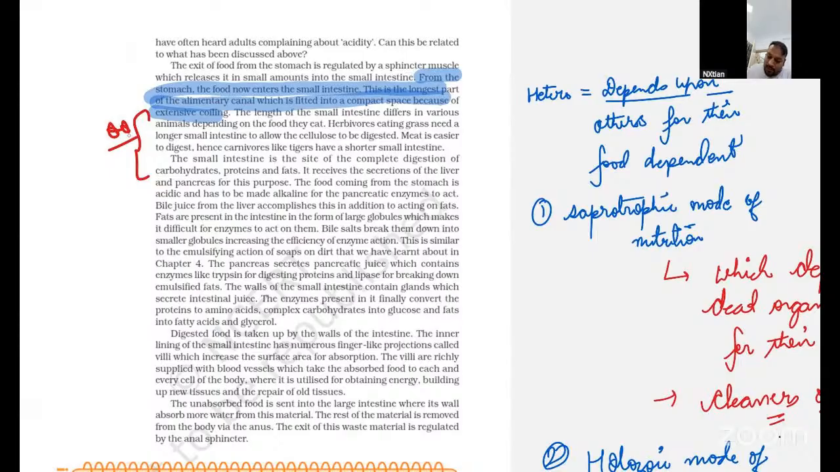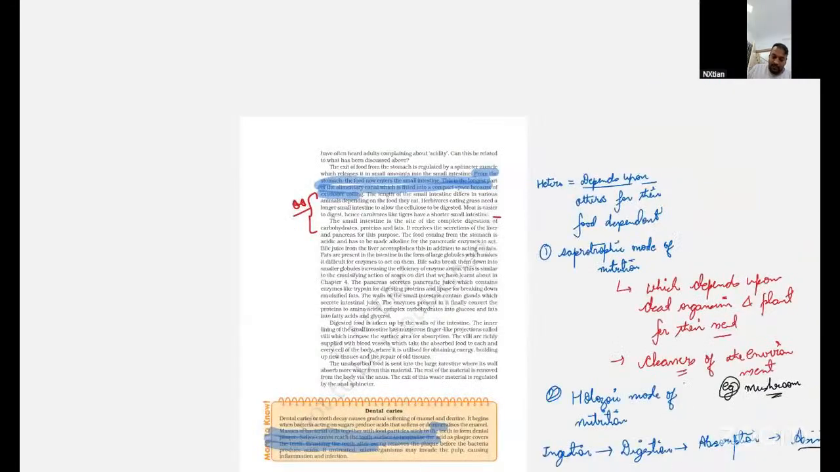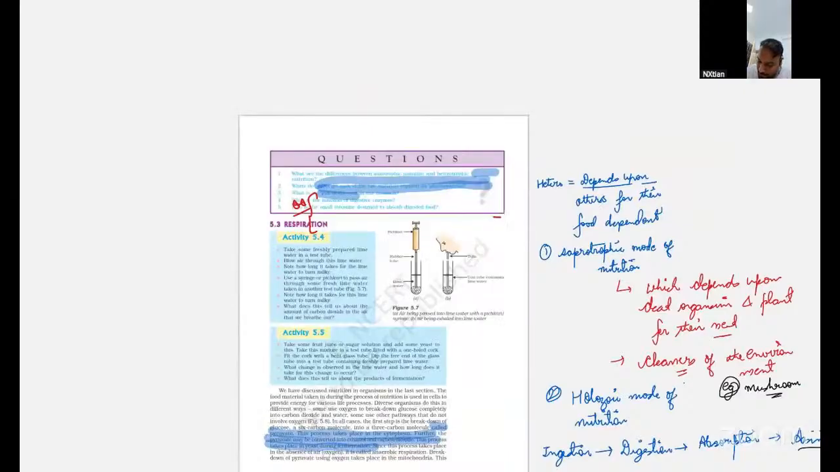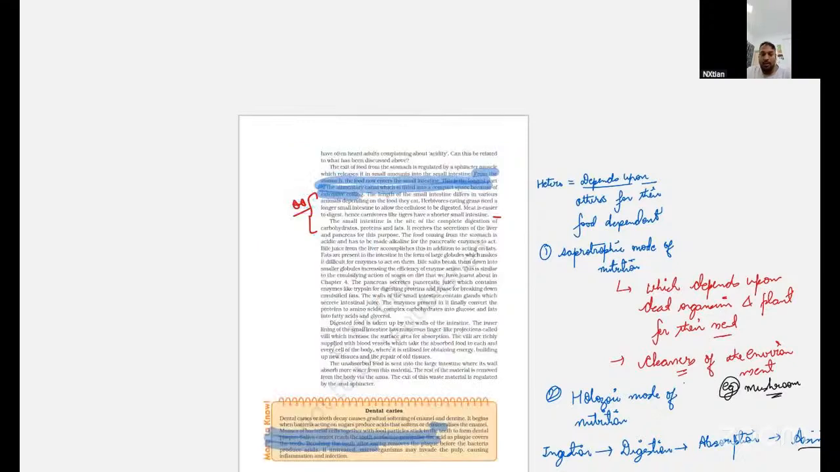So this is what it is saying. We'll stop here only. We'll go to the next part, the large intestine and the small intestine, and then to the anus. Digestion is completed. We'll read it tomorrow from here, and then we'll start respiration also tomorrow.